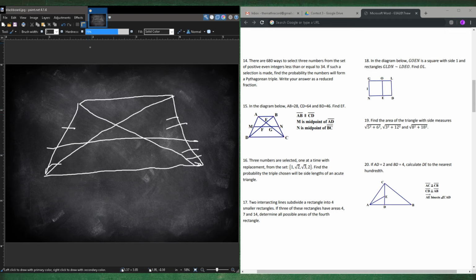So they said that AB is 28, CD is 64, and BD is 46. So this thing is 46. Since this one is the midpoint of these two, then technically, if you think about it, this triangle. Wait, is it? Find EF.